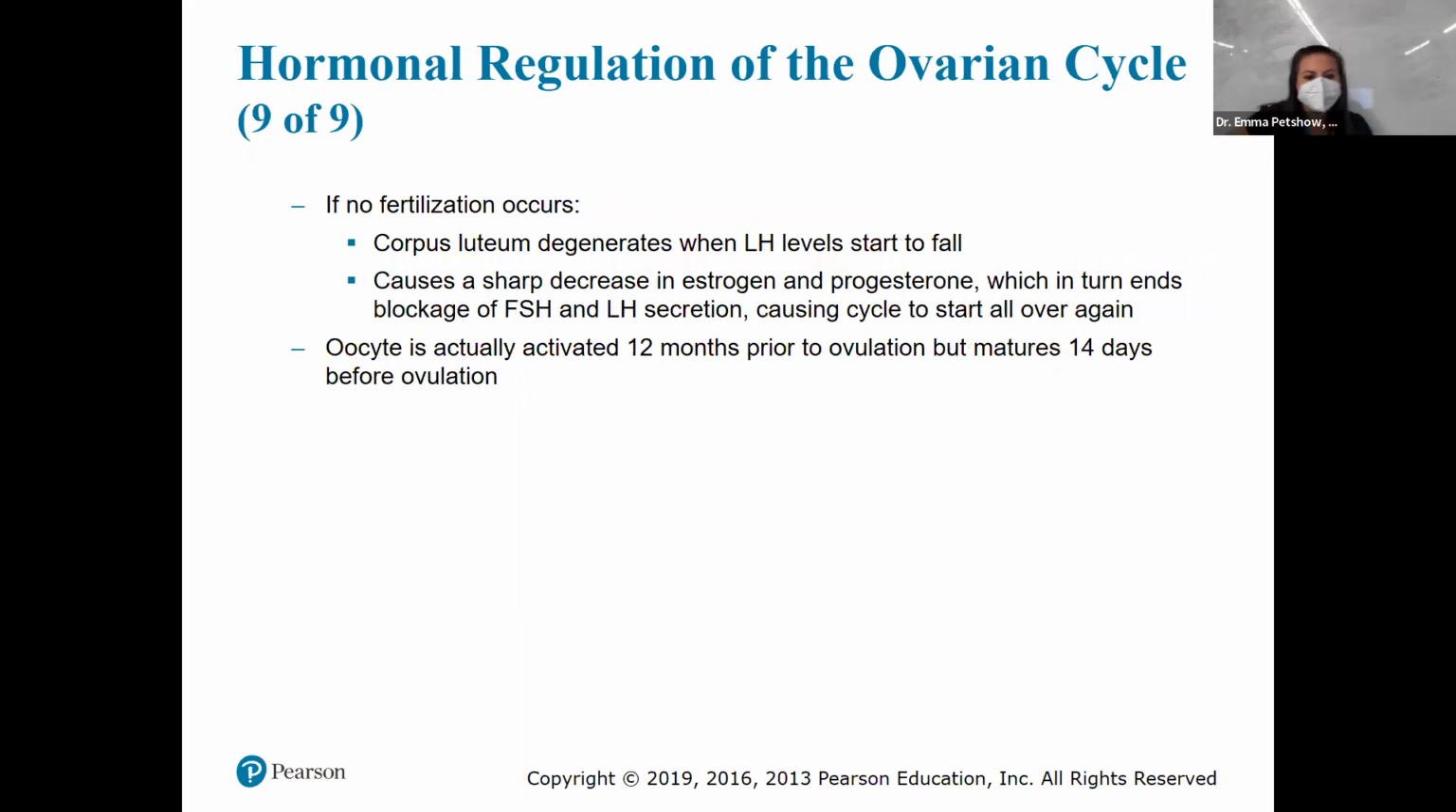Then if no fertilization occurs, the corpus luteum will degenerate once LH falls. This will lead to a sharp decrease in estrogen and progesterone because we no longer have that corpus luteum. That'll end that blockage of FSH and LH. So then the cycle restarts because we end that negative feedback system.